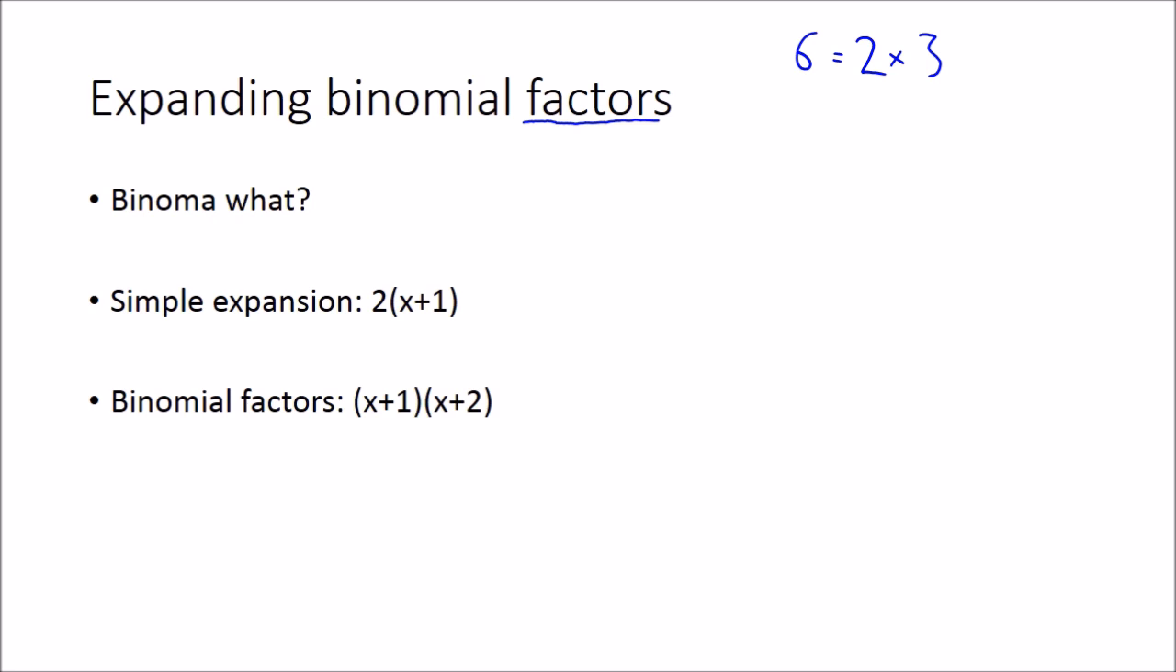All that binomial means, now bi, like the bi we use in bicycles and things like that, means 2. So we're talking about things like this. This is a binomial factor. It contains 2 terms. So that's all it means. When we're expanding binomial factors, it means that the two factors we're multiplying together are both binomials. And so I've got an example down here at the bottom of the page for one of those, and I'll talk about some techniques for expanding them.